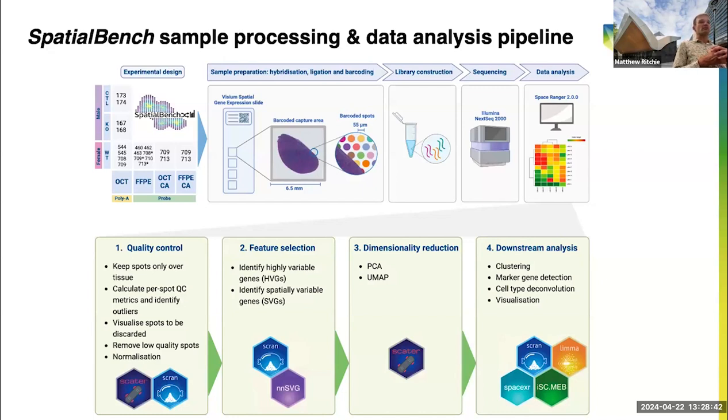Likewise, for clustering, methods like iSC.MEB allow you to cluster across replicate samples, which again can make the analysis a bit simpler. You do one set of clustering, you've got one set of cluster labels rather than a separate set of cluster labels for different individual samples.